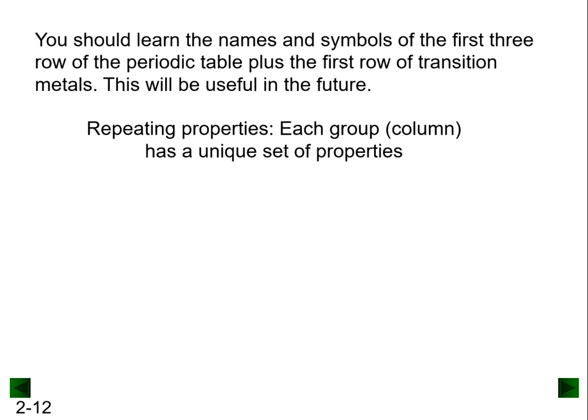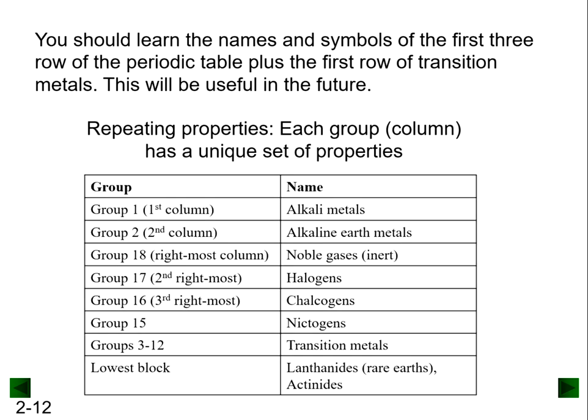So we have repeating properties. Each group has a unique set of properties. And here's a table where I've written down the groups and their common names. The leftmost group, group 1, the first column, those are the alkali metals. And we'll see later on they tend to all form monovalent cations. They're all very violently reactive with water. And when you put them in water, they form alkali, a basic solution, an alkaline solution, like red metal lye.